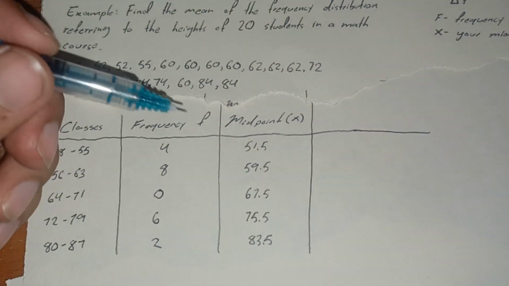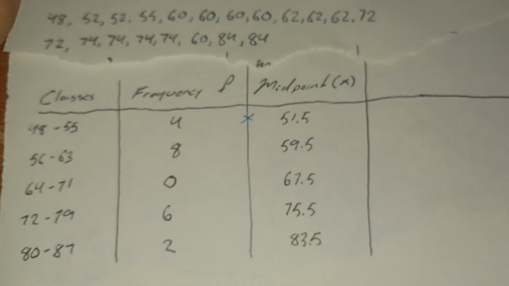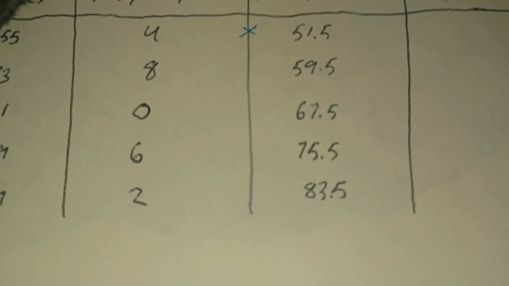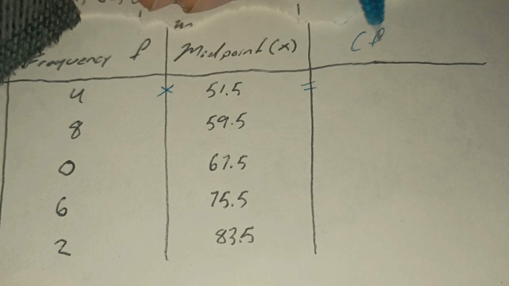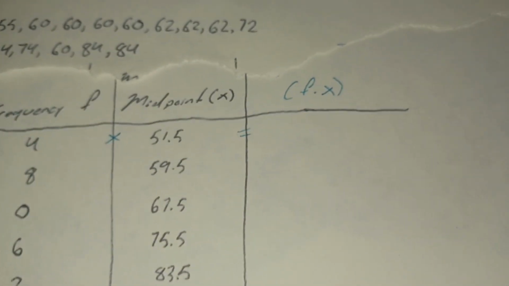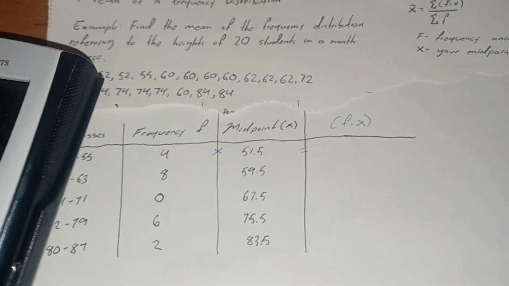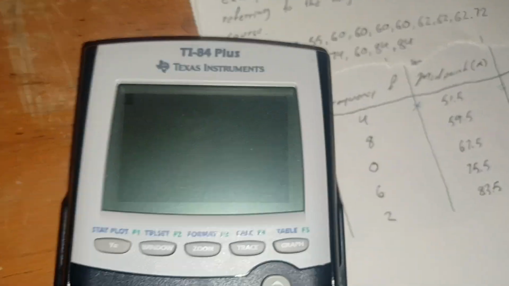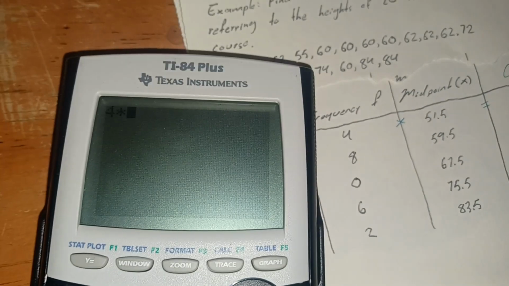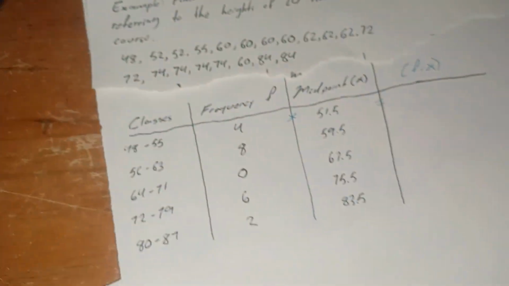Let's go ahead and do one of them. Let's multiply f times x, which is 4 times 51.5. We're going to add a little multiplication sign and an equal sign. This column is going to be called f times x, by the way. So 4 times 51.5, we're going to have to compute with our calculator. We got 4 times 51.5 is equal to 206. I'm going to put 206 in our first row.